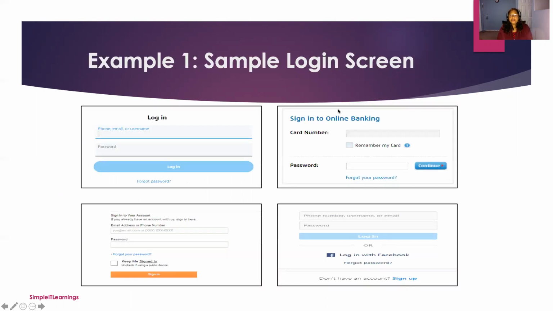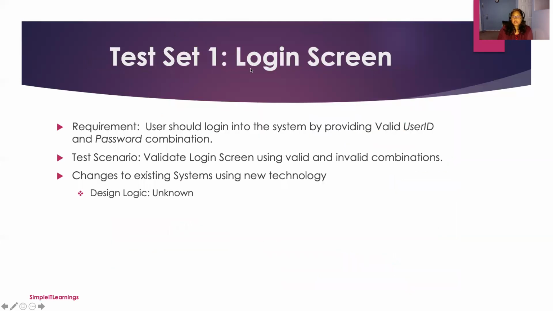So you may have seen this example I have given in my other videos also, a simple login screen. Various types of login screen, you give input, you get output, but user doesn't know what is going on behind the scenes. User doesn't know, when he enters the username and the password, what happens behind the scenes. So the requirement is user should log into the system by providing a valid and invalid password combination. Test scenario is valid login screen with valid and invalid combination.